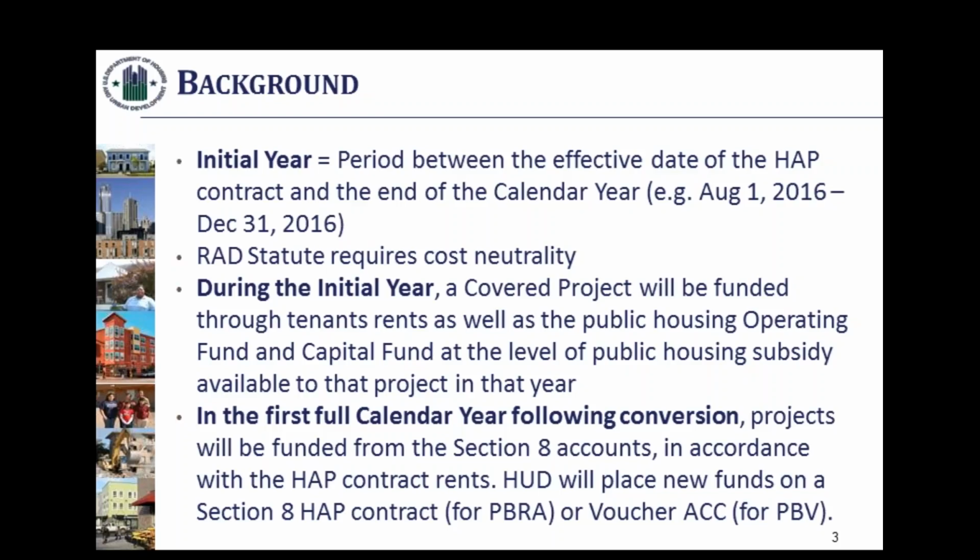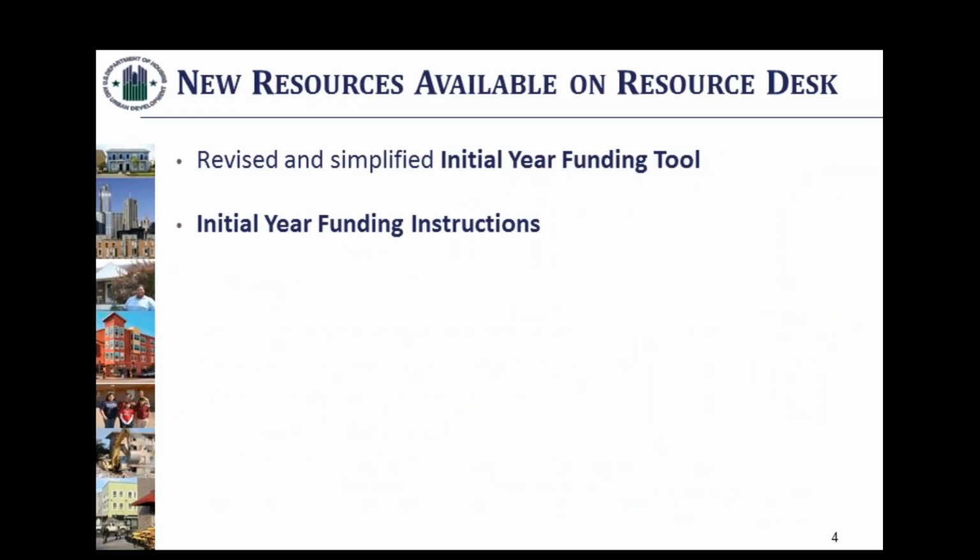So during the initial year, a covered project gets funded through not only any tenant rents that it collects, but also the Public Housing Operating Fund and Capital Fund at the level of those public housing subsidies that's available to that project in that year. And then only in the first full year following conversion are projects funded through the Section 8 accounts in accordance with contract rents. So that's just the basic background. I've mentioned the tools that we've released. We've put out a revised and simplified initial year funding tool. We've also published initial year funding instructions, both of which we think are much clearer than guidance that we had previously produced in other years.